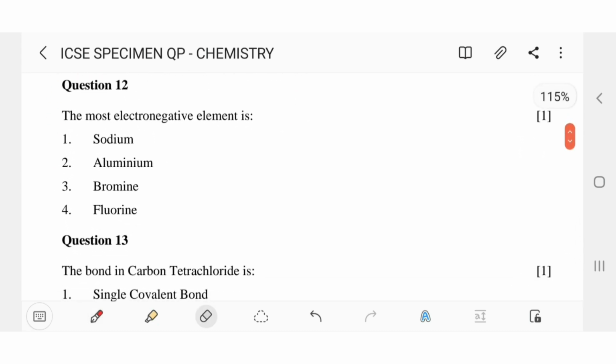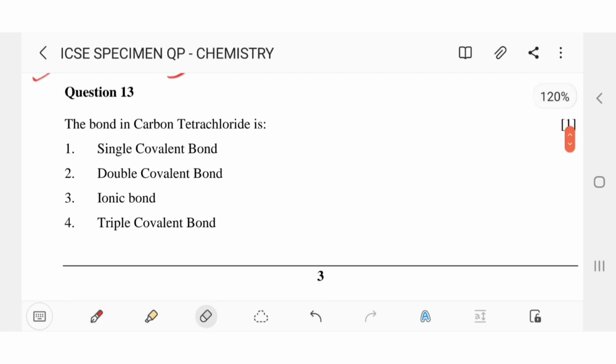Now question 12. The most electronegative element out of sodium, aluminium, bromine, fluorine. Okay, you tell me which element has the most electronegativity in the whole periodic table. It is fluorine. So the correct option will be fluorine. No need to think.